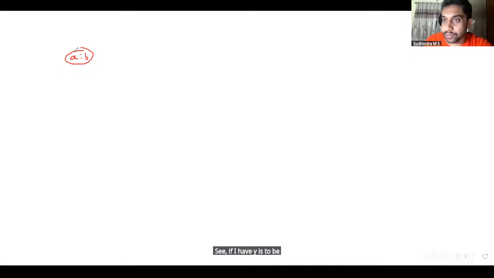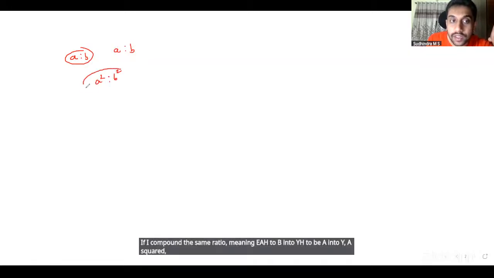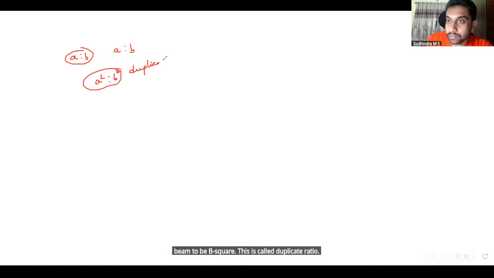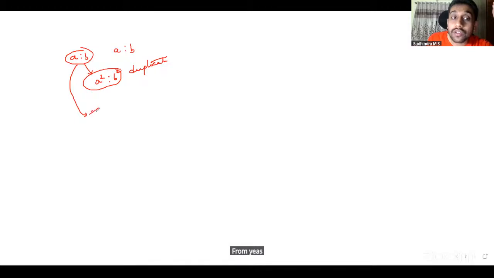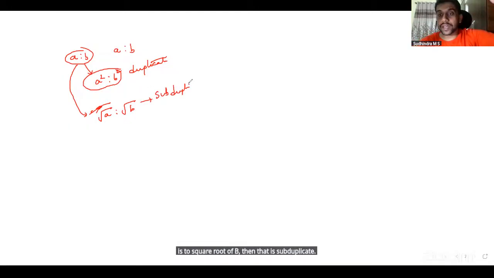See, if I have A is to B as a ratio, if I compound the same ratio, meaning A is to B into A is to B, A into A square, B into B square. This is called duplicate ratio. So from A is to B, if I get A square is to B square, that is duplicate. From A is to B, if I get square root of A is to square root of B, then that is subduplicate. So squaring it is duplicate, square rooting it is subduplicate. Likewise, cubing is triplicate, cube rooting is subtriplicate.